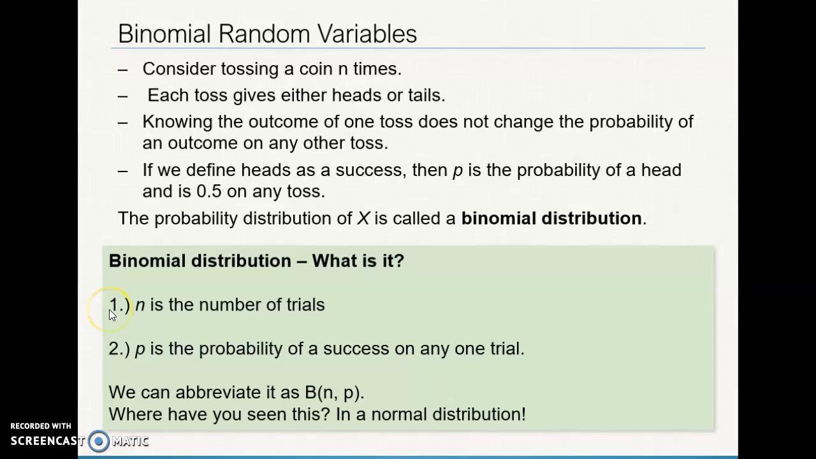So if n is the number of trials of flipping a coin, let's say 10, and x is defined as the number of tails we get, then we can say P is the probability of success on any one trial. And we would write that the same way you write the normal distribution, only you write it as binomial distribution, N number of trials, P probability of success. Very similar to the way we write normal distribution. We're just saying, hey, this time we have binomial instead of normal.